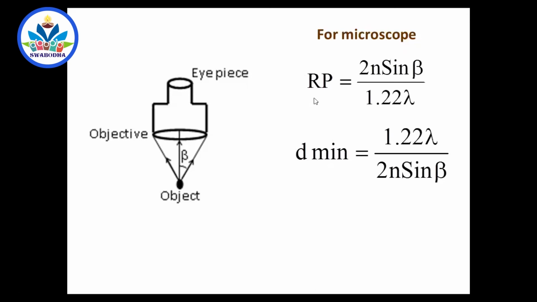If you want to increase the resolving power, you know that n should be increased, correct? Beta, however, we can't change. Lambda should be decreased. Am I right? So there are two ways of increasing the resolving power of a microscope. One, use a higher refractive index medium. Why use air? Fill it with oil. Where to fill the oil? Not here. Don't fill the whole microscope in the oil. The gap between the object and the objective, correct?